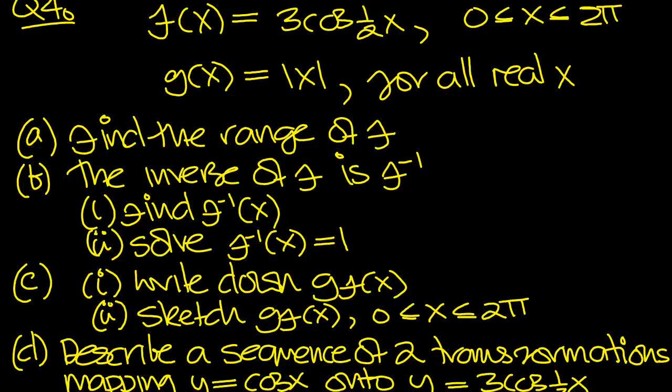So it's a really long question, this, isn't it? Let's have a look at it. I've written it in summary form. The first thing is it says find the range of f. Here's f. So let's do a little sketch of this. It's the cosine function between 0 and 2 pi.